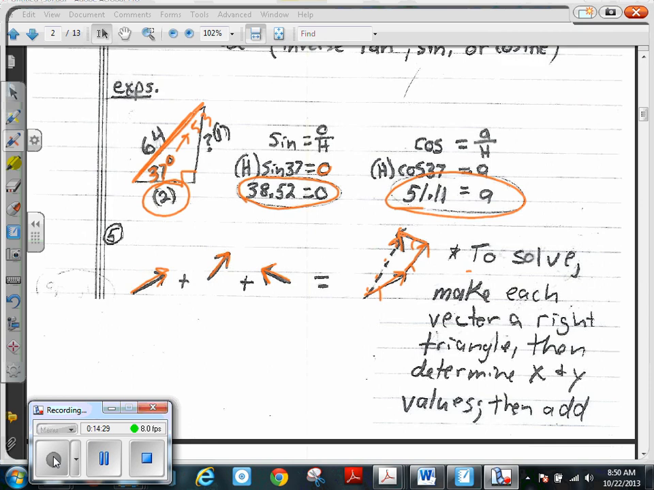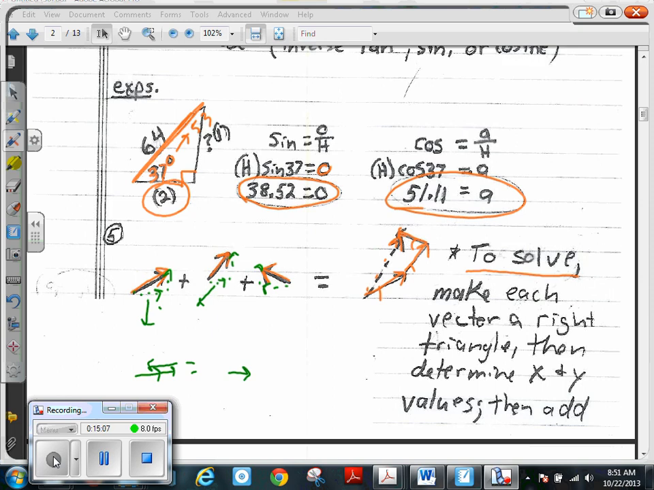So what you need to do to solve is make each vector a right triangle, then determine x and y values, and then add all those together. So if I was to solve this right now, I would figure out what that is, and that, and that, and that. This piece here will be a little x, plus that is a little smaller x. This x is going in reverse, so it'd actually be like that. So my resultant of all these would be that.